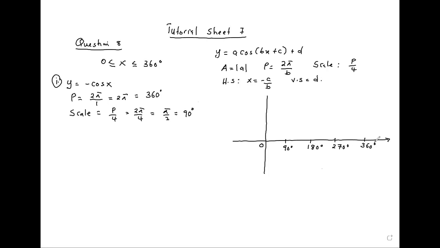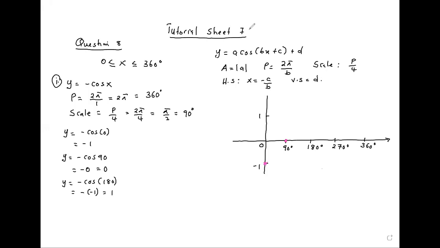Then these important numbers, we solve for the function at each of those numbers. So what is negative cos 0? Cos 0 is 1, so we get negative 1. So we have a point, 0, comma negative 1. What is negative cos 90? Cos 90 is 0 and negative 0 is 0. So we get 90, 0. And what is negative cos 180? Cos 180 is negative 1. So negative times negative 1, we get 1.